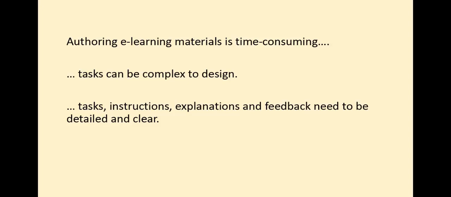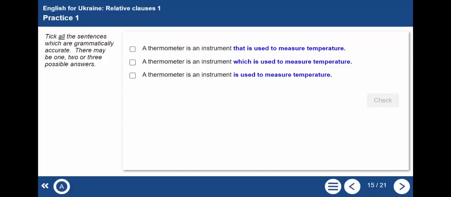Here's an example. Here are some multiple choice questions which are aimed at checking students' understanding of how we use defining and non-defining relative clauses. So they've already studied how we use relative pronouns such as which and who and that, and they've also studied relative clauses where you can omit the relative pronoun. In these multiple choice questions there may be 1, 2 or 3 possible answers, and so it takes quite a bit of time to design the feedback.